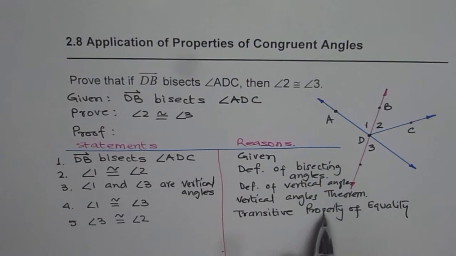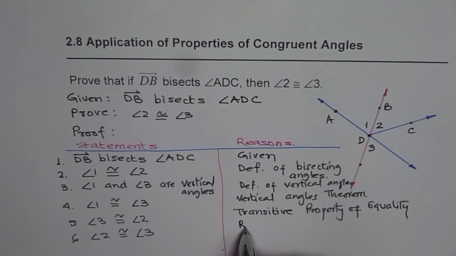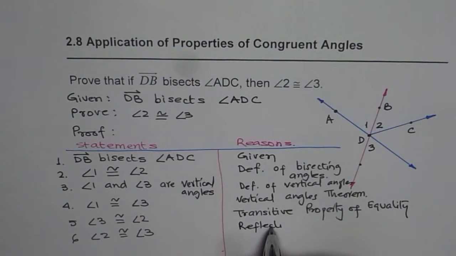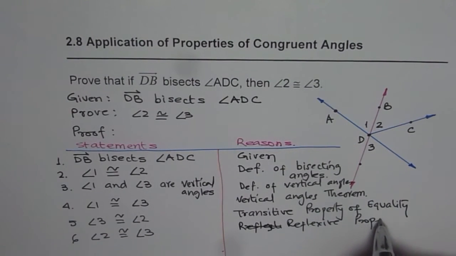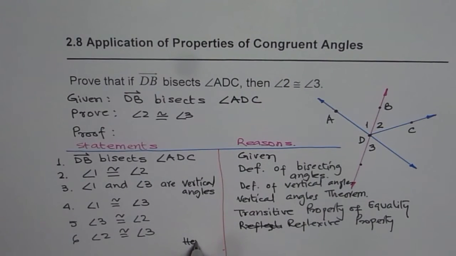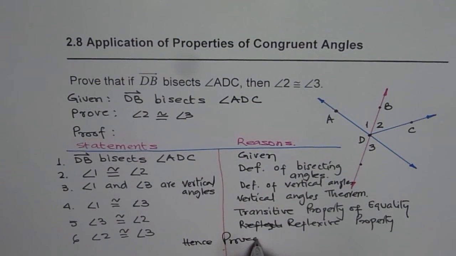What do we need to prove? We need to prove that angle 2 is congruent to angle 3. So we can write this as angle 2 is congruent to angle 3, and that is the reflexive property. Correct? So that is how we can prove it. And since we have proven, we can say hence proved that angle 2 is congruent to angle 3.